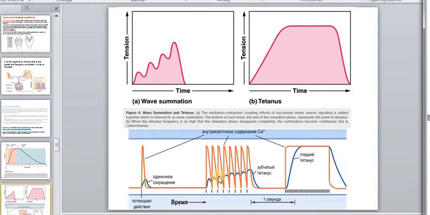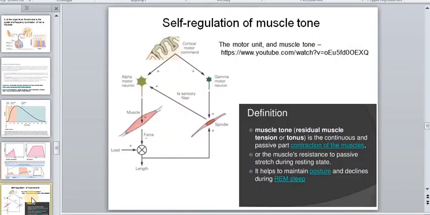If the stimulus frequency is so high that the relaxation phase disappears completely, contraction becomes continuous in a process called complete tetanus. If we talk about contractions, then the muscle is not completely relaxed. It is in tone. Exactly, all muscle is always in tone.